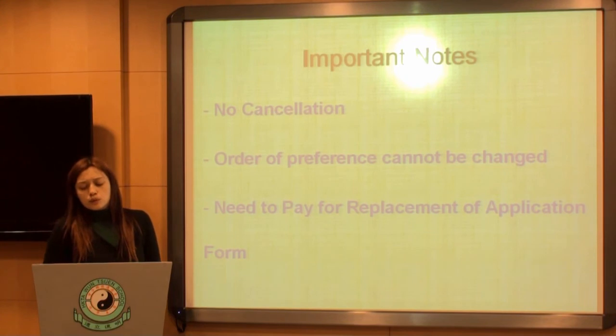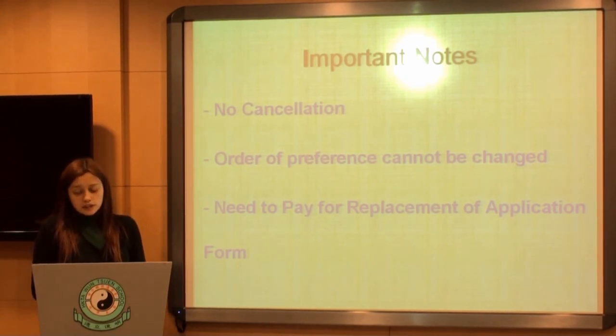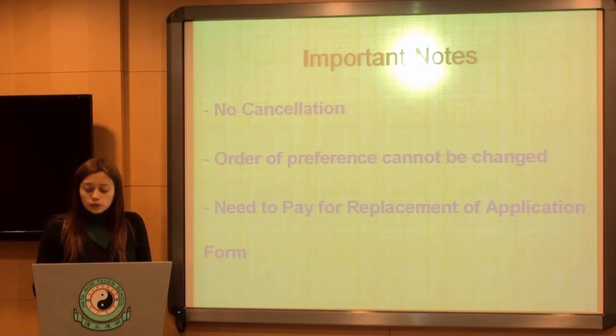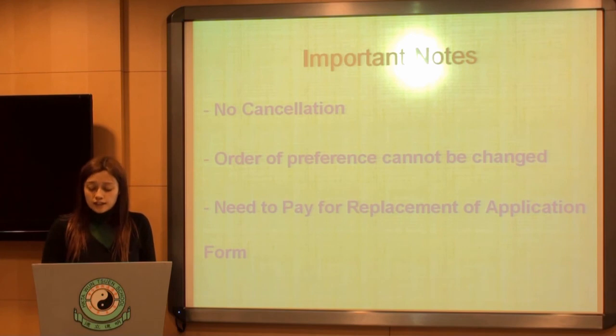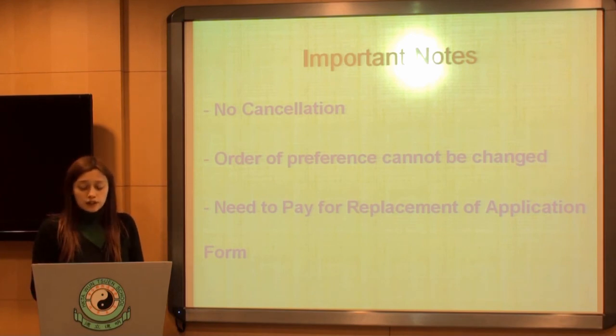Some other important notes we would like our school's P6 parents to consider. The application form cannot be retrieved or cancelled, and no changes can be made to the order of school preference once submitted. This means that the EDB will not allow any changes to the first and second choice schools stated in an application form, which is why a lot of serious planning and preparation is needed before completion. If an application form is damaged or lost, a fee of $125 will be charged for a replacement.